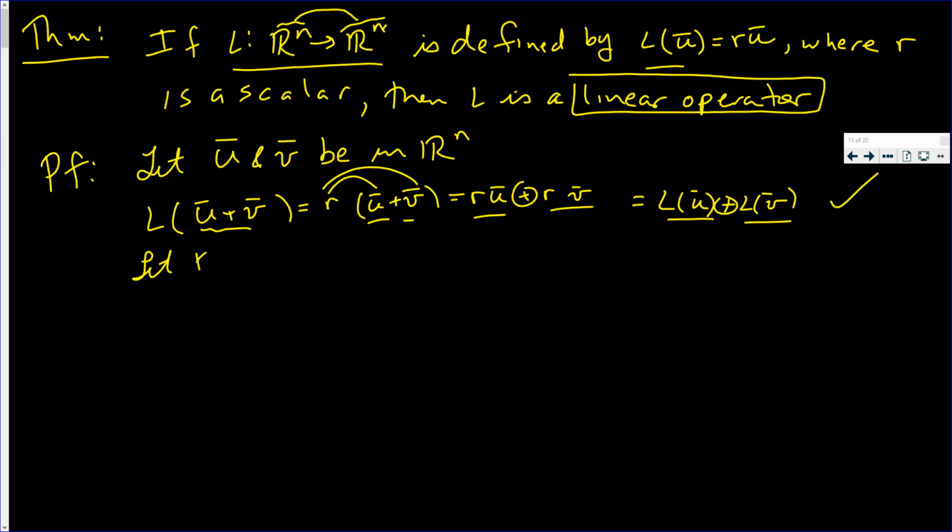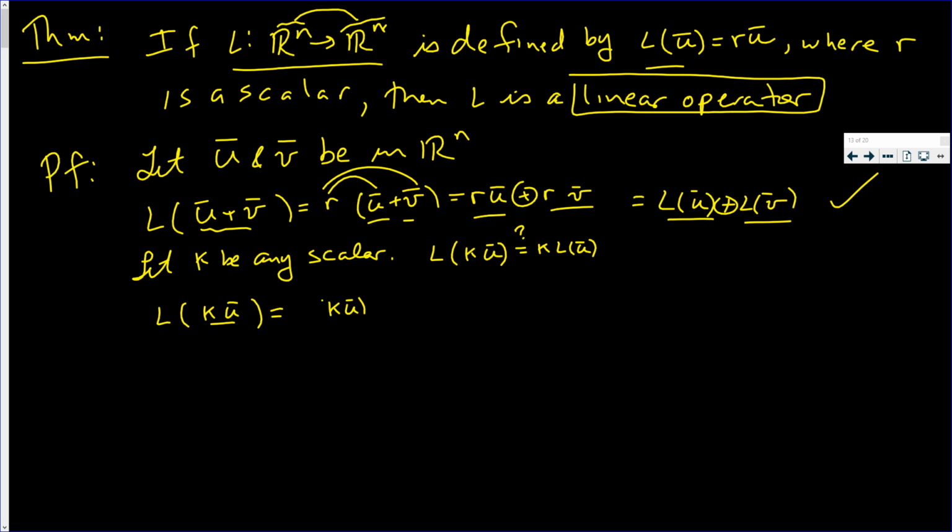Okay. Let k be any scalar. Now we need to show that L of k times u equals k times L of u. That's what we want to show. So L of k times u. Now remember, k times u is a vector. And what does L do to that vector? It multiplies it by r.